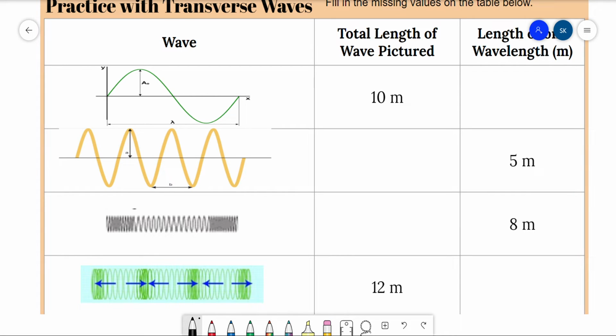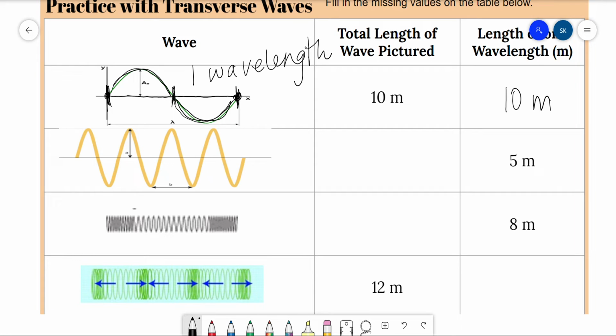So for this first one, one wavelength is just from one point to the exact same place on the wave. If I only went here, that would be half a wavelength, because you see how this part goes up, this part goes down, so they're separate from each other, which means that this is part of the wavelength from here to here. This is half. This is one full wavelength, so we have one wavelength here. So if the total length of this wave pictured is 10 meters, then the length of one wavelength in this particular wave is also 10 meters.